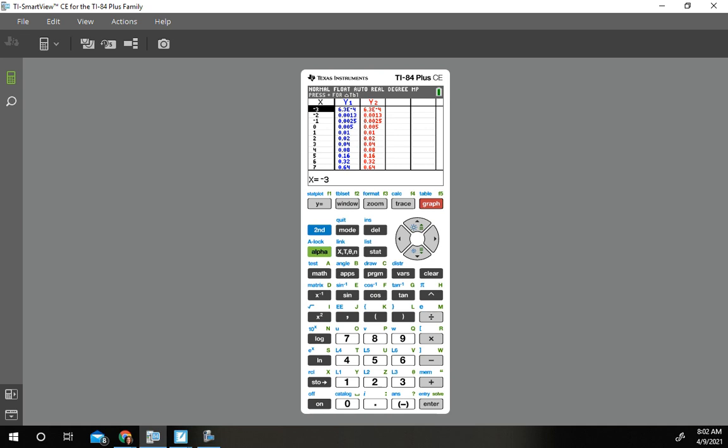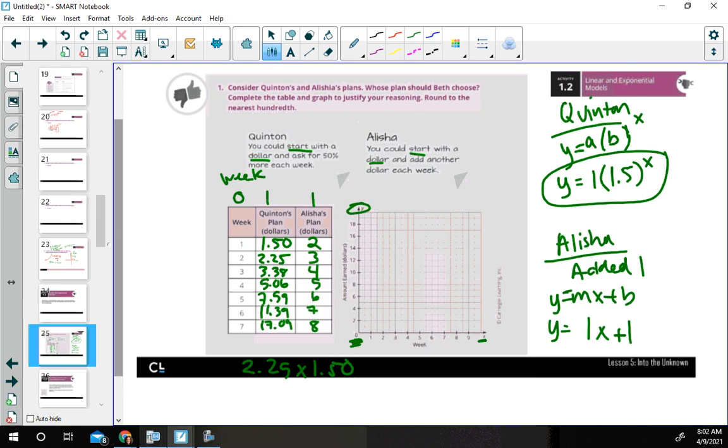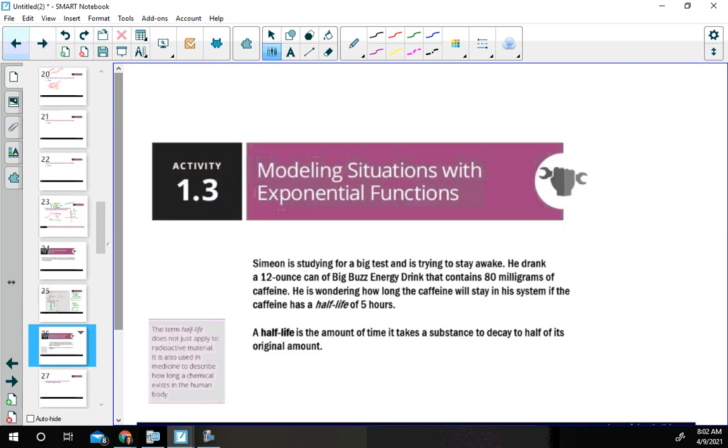Okay, so you can compare with a classmate. Otherwise, I am going to continue on to our last lesson here, 1.3. Simon is studying for a big test and is trying to stay awake. He drank a 12-ounce can of Big Buzz energy drink that contains 80 milligrams of caffeine. He is wondering how long the caffeine will stay in the system if the caffeine has a half-life of 5 hours. A half-life is the amount of time it takes a substance to decay to half its original amount.